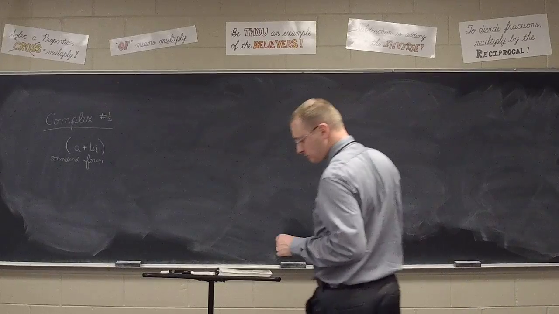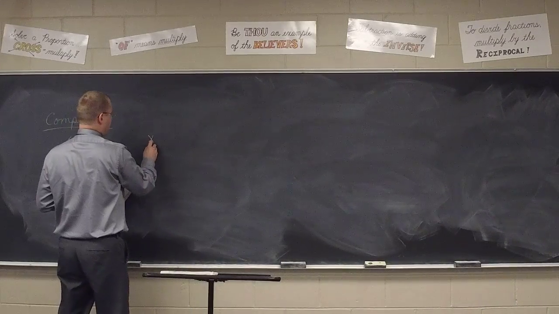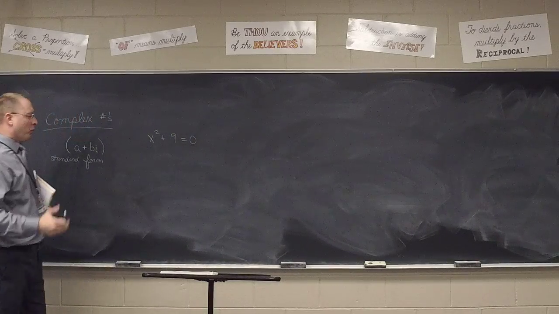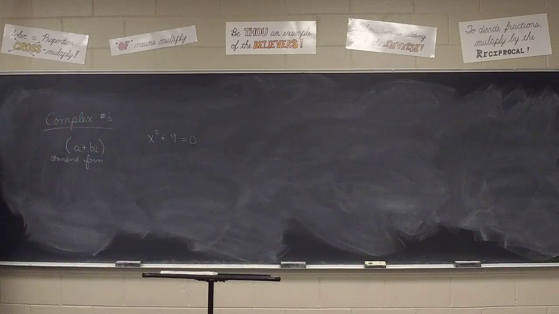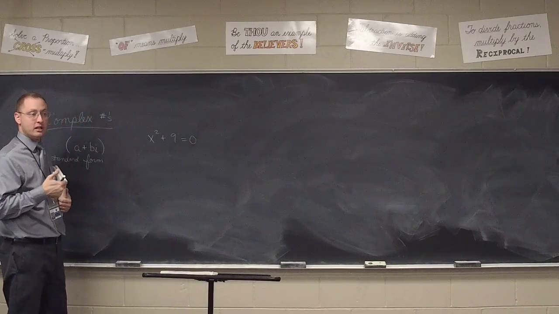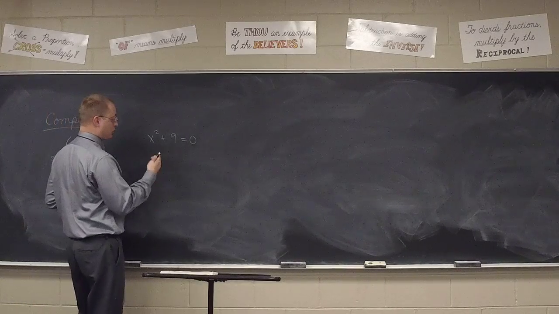All right. Number 13. It gave you this equation, x squared plus 9 is equal to 0. What kind of equation is this that has an x squared as its highest power? Quadratic, but there's no x to the first. So this is an incomplete or a pure quadratic.